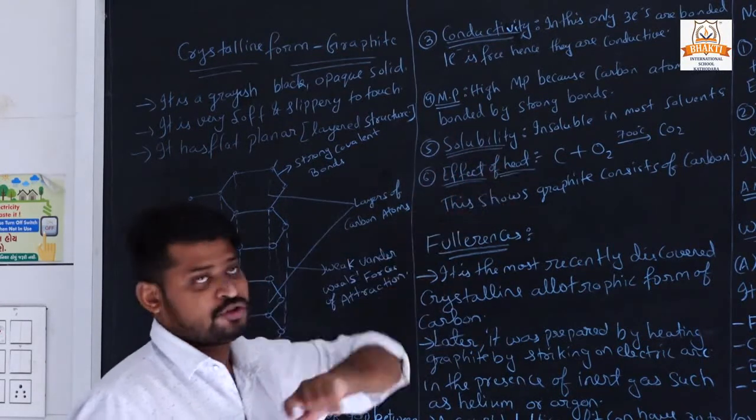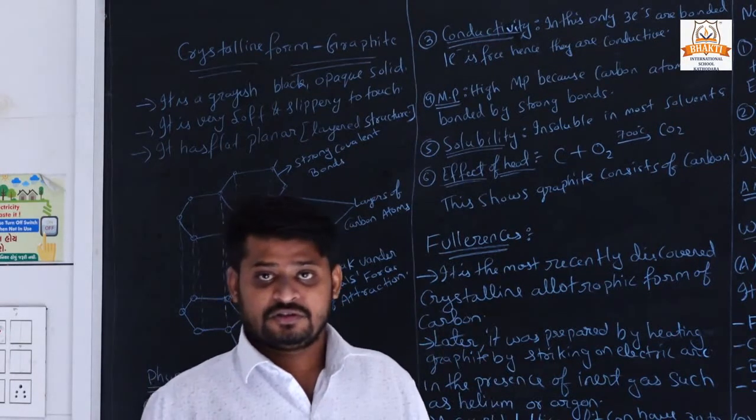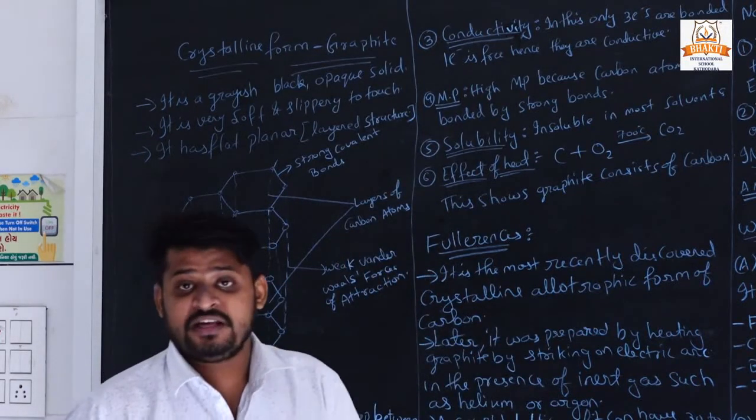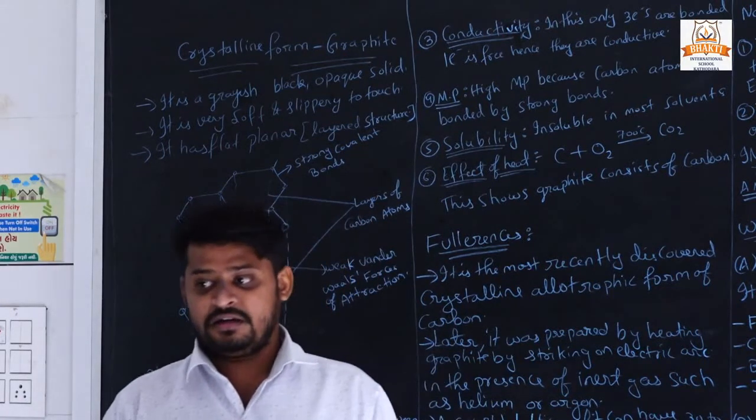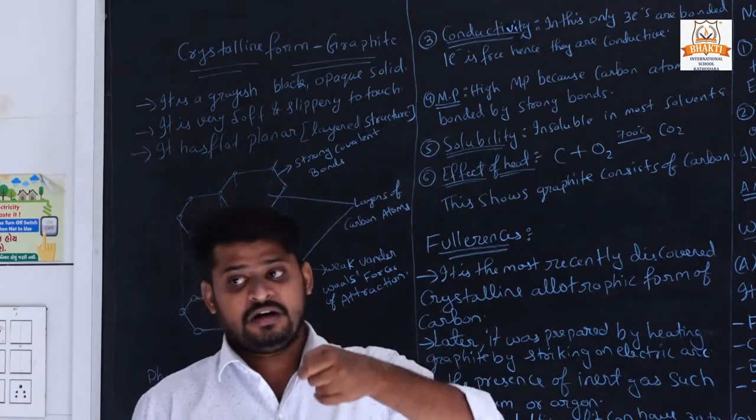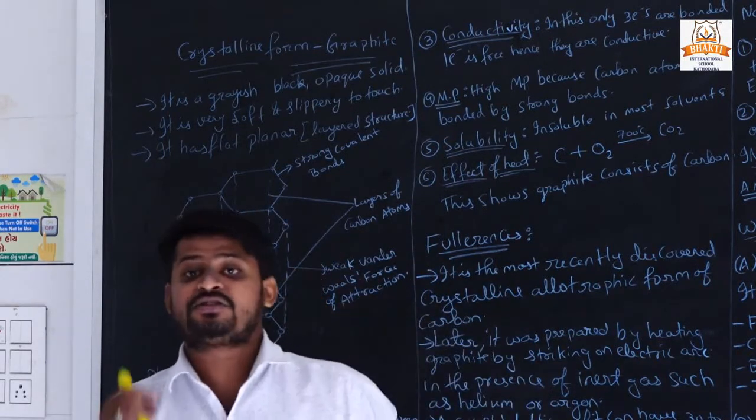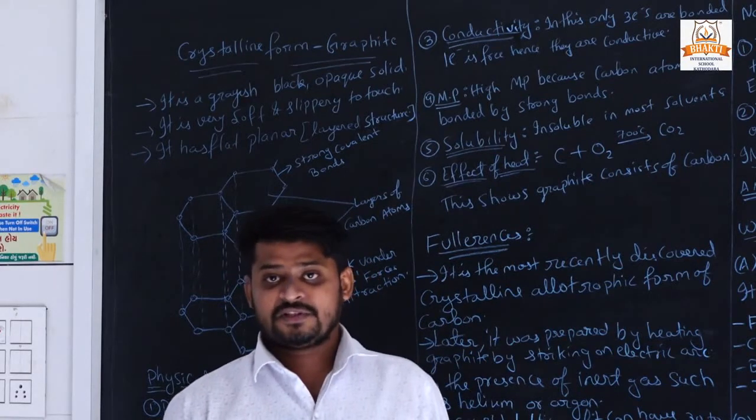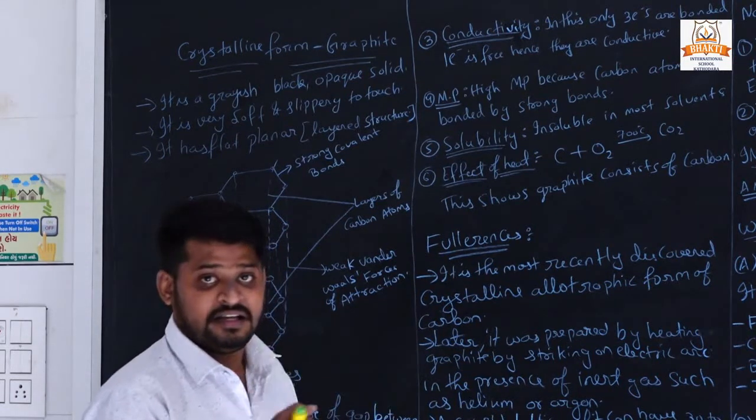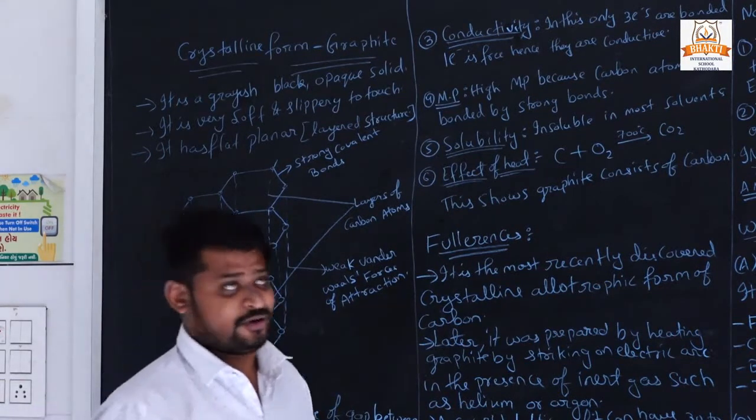Solubility. It is insoluble in most solvents, meaning graphite doesn't dissolve in most liquids. That's why, when we use a solution that conducts electricity for the electrolysis process, and electricity passes through it, we use a graphite rod. Why? Because it doesn't dissolve in that liquid. So to conduct the experiment of electrolysis, we use a graphite lead. Graphite is also used in our pencil, with which we write in our notebook.